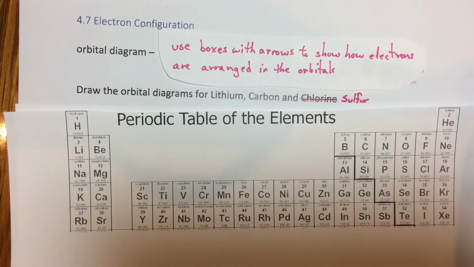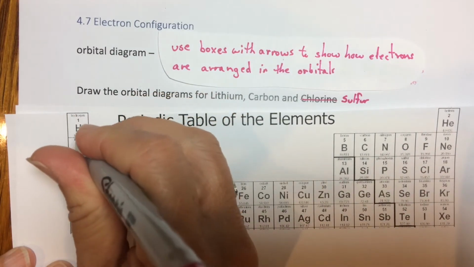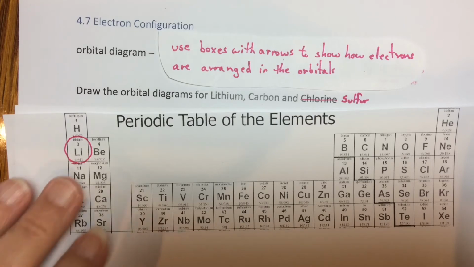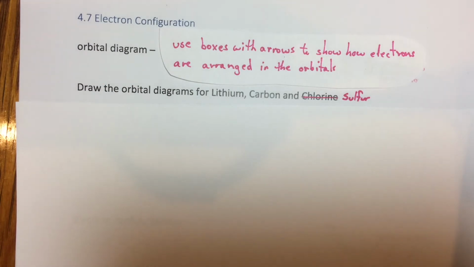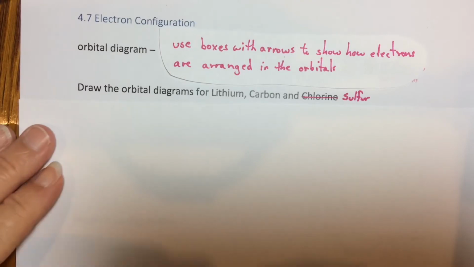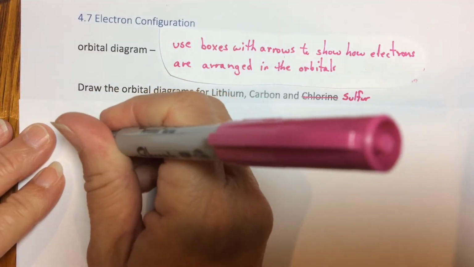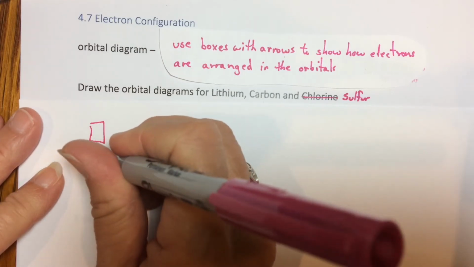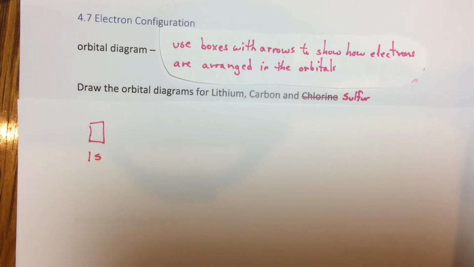We look at lithium on the periodic table right here. Its atomic number is 3. That means it's got 3 protons. Each proton has positive charge that has to be equaled by a negative charge. And so lithium is going to have 3 electrons as well. We have to find homes for 3 electrons. We're going to start with the lowest energy level, and we said that the lowest energy level was a 1s, and that energy level only had 1 orbital in it.